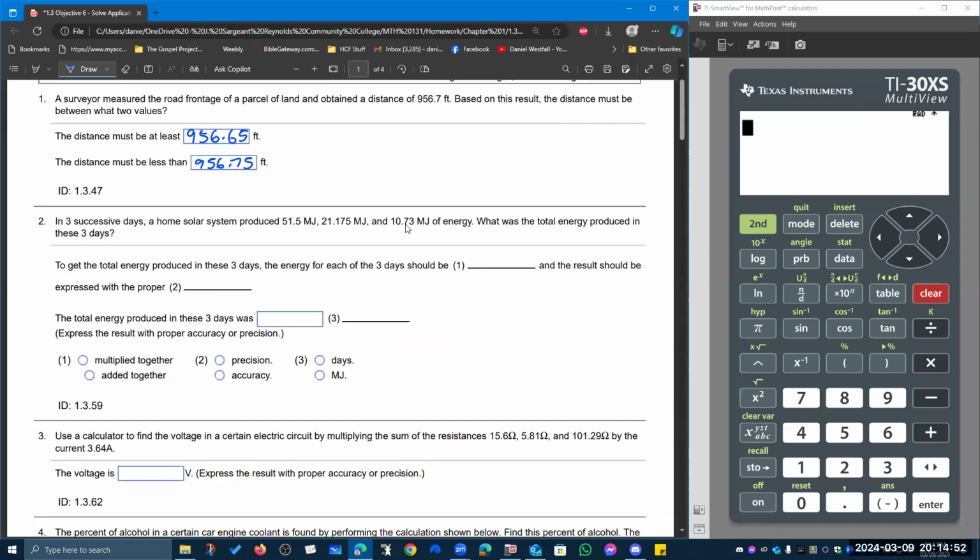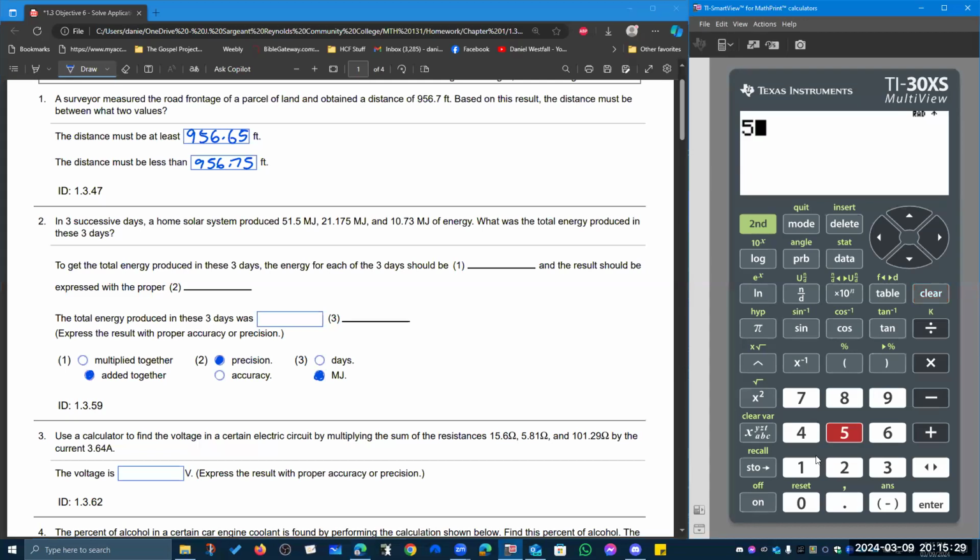In 3 successive days, a home solar system produced 51.5 megajoules, 21.175 megajoules, and 10.73 megajoules of energy. What was the total energy produced in these 3 days? So to get the result, the energy from each of the 3 days should be added together, which we'll do with the calculator here in just a second. And then the result should be expressed with the proper precision because we're adding decimal values together. And the answer will be in megajoules.